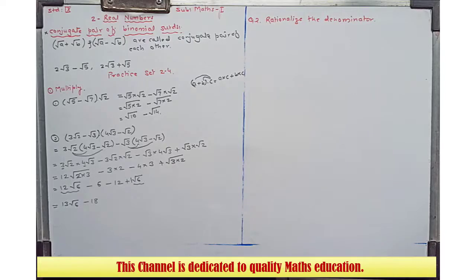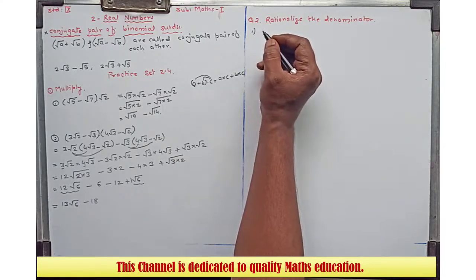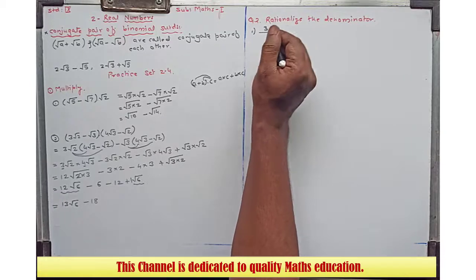Now the question number 2 is rationalize the denominator in this question. Total 4 examples are given. Out of 4, I will show 2 examples, and 2 examples you have to solve. Same method you have to apply here.